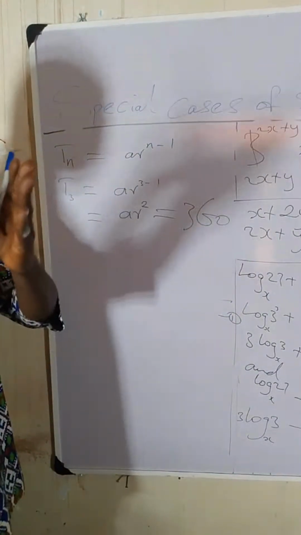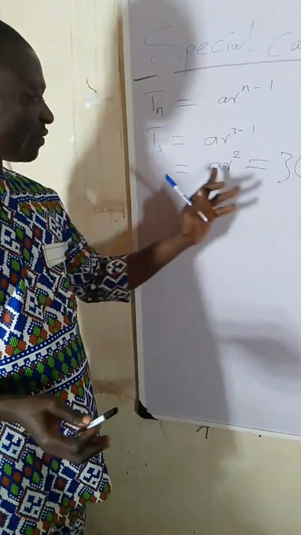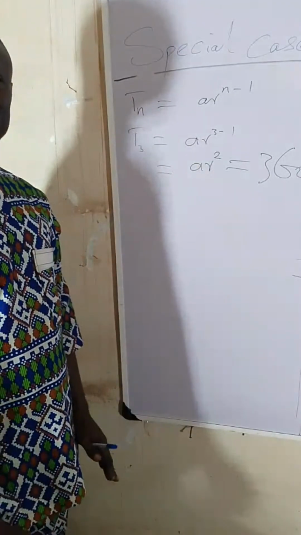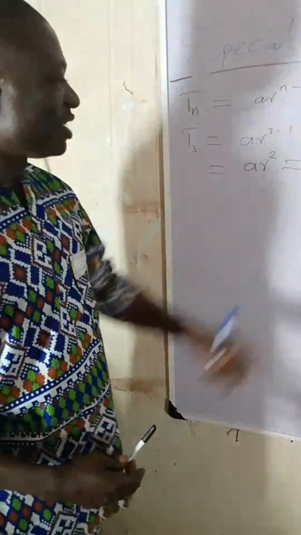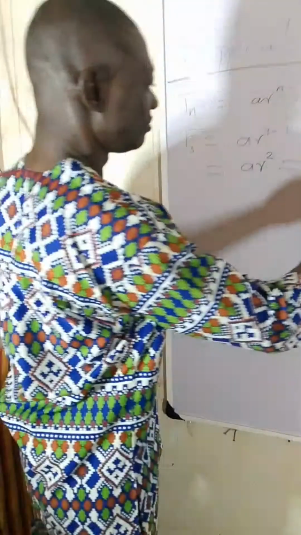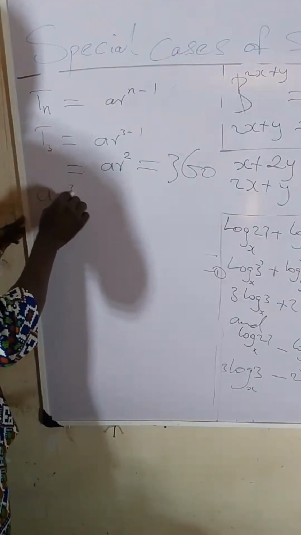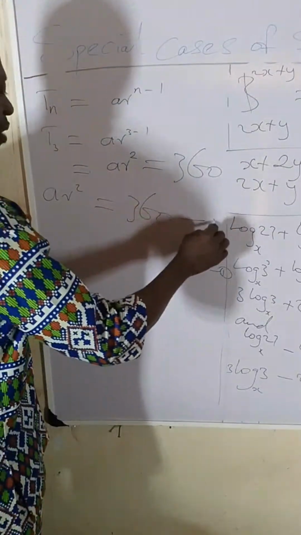So what is the simultaneous equation we have here? It is a situation where we have to solve for a and r, and they are multiplying themselves. It's no longer addition or subtraction. And so when we have it, we can call this one equation 1. So ar^2 is equal to 360 becomes equation 1.